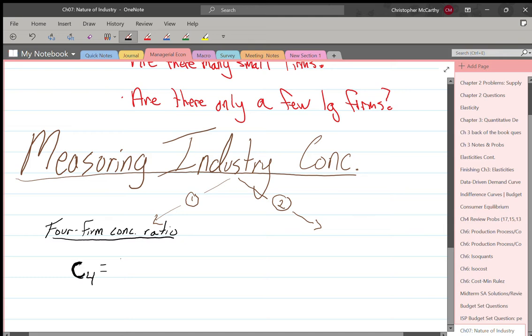And what we're going to do is take the sales from the first top firm and add them up with the sales of the second top firm, the sales of the third top firm, and the sales of the fourth top firm. And then we're going to divide this whole thing by the sales of the total industry.